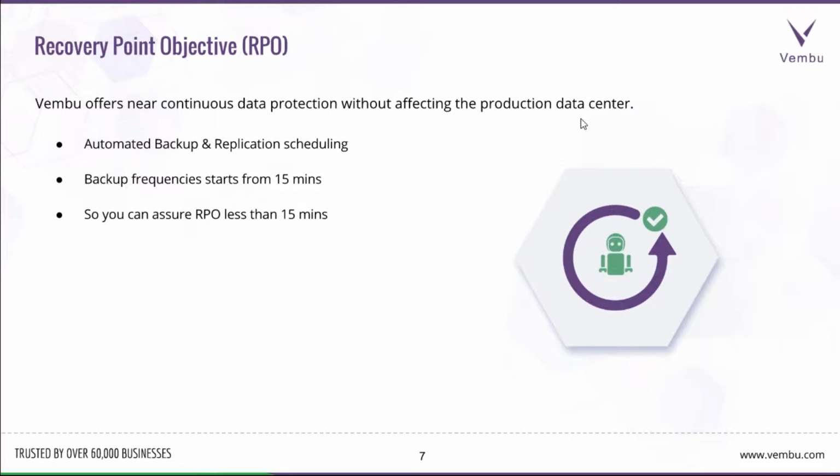RPO, recovery point objective, is up to which point we can recover a backup after a disaster. With Vembu VMBackup, you can achieve an RPO of less than 15 minutes, providing near continuous data protection. It has automated backup and replication scheduling, and the backup frequency starts from every 15 minutes. So you can assure an RPO of less than 15 minutes by configuring the backup in such a way that it runs every 15 minutes.